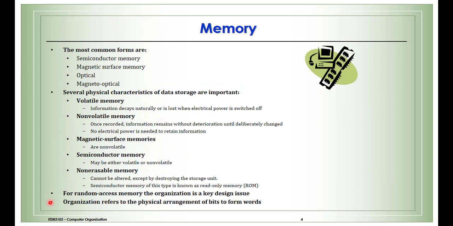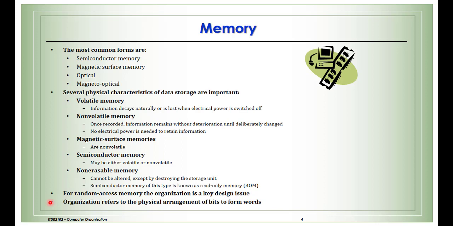Now the memory can also have different forms based on the material it is made of. So we have semiconductor memory, which is almost a silicon memory. Then the magnetic surface memory, which is made from magnetic material, or at least the surface is magnetic. The third is the optical memory, and the fourth is magneto-optical. It's a mix between magnetic and optical.